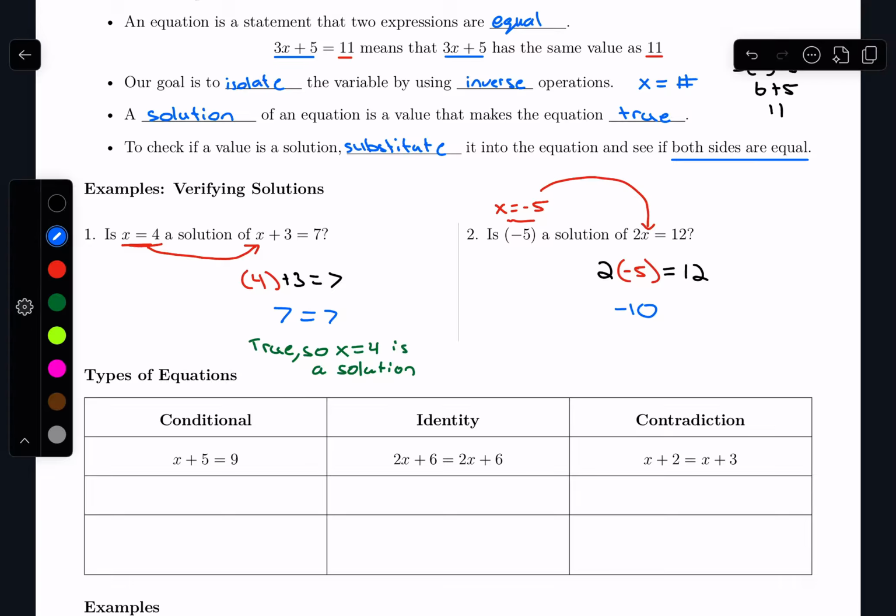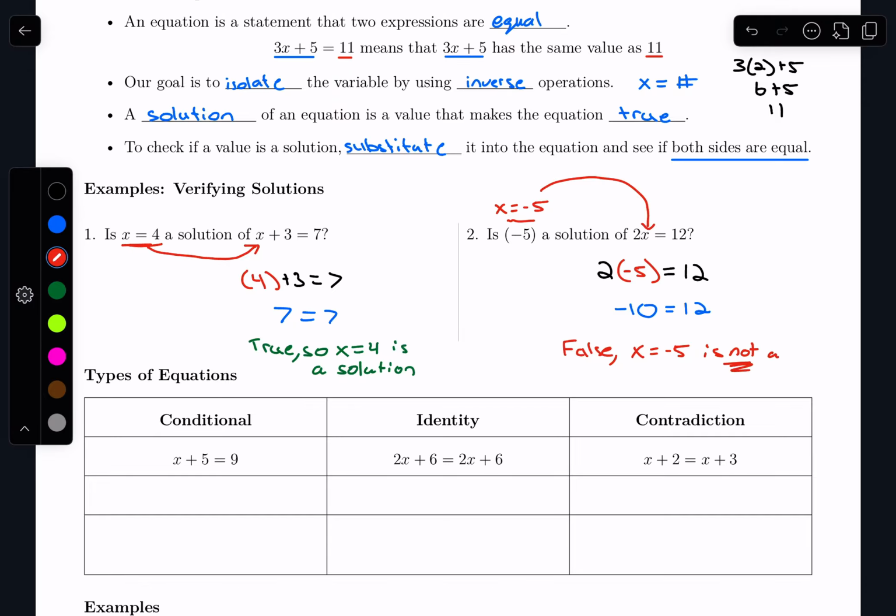That's a completely different result. So on the left side, 2 times -5, we get -10. On the right side, we get 12. Are those equal to each other? No, of course not. So what we're going to do is say that this is a false statement. -10 does not equal 12. And since we got a false statement, x equals -5 is not, okay, not a solution.